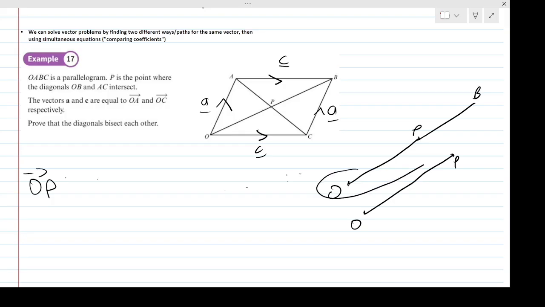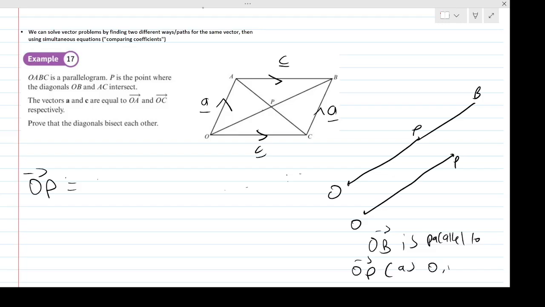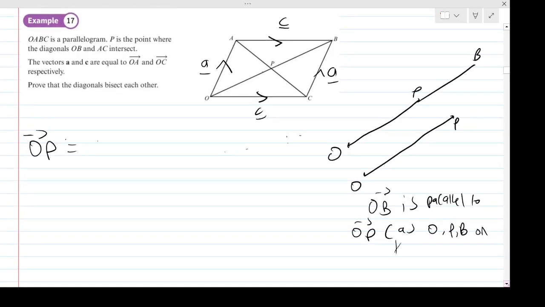The vector OB is going to be parallel to OP because they're both the same direction. So we could say then, I'll make a note, OB is parallel to OP as OPB are on the same line, so they're on the same diagonal, right? And hopefully you can see, because of my diagram of drawing the lines out, that they're going to be parallel vectors, OB and OP.